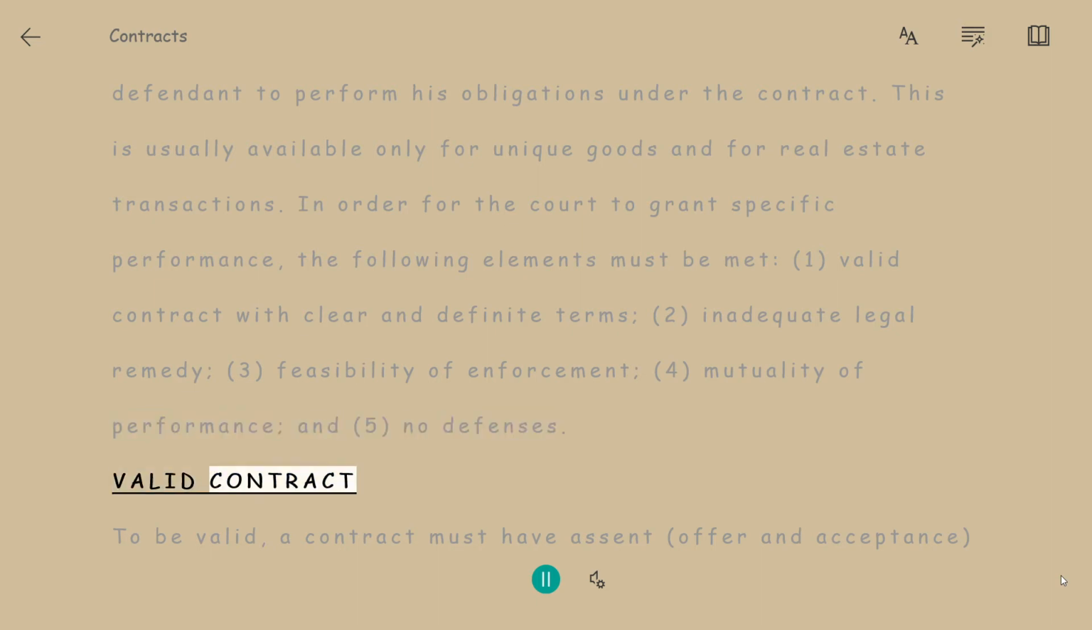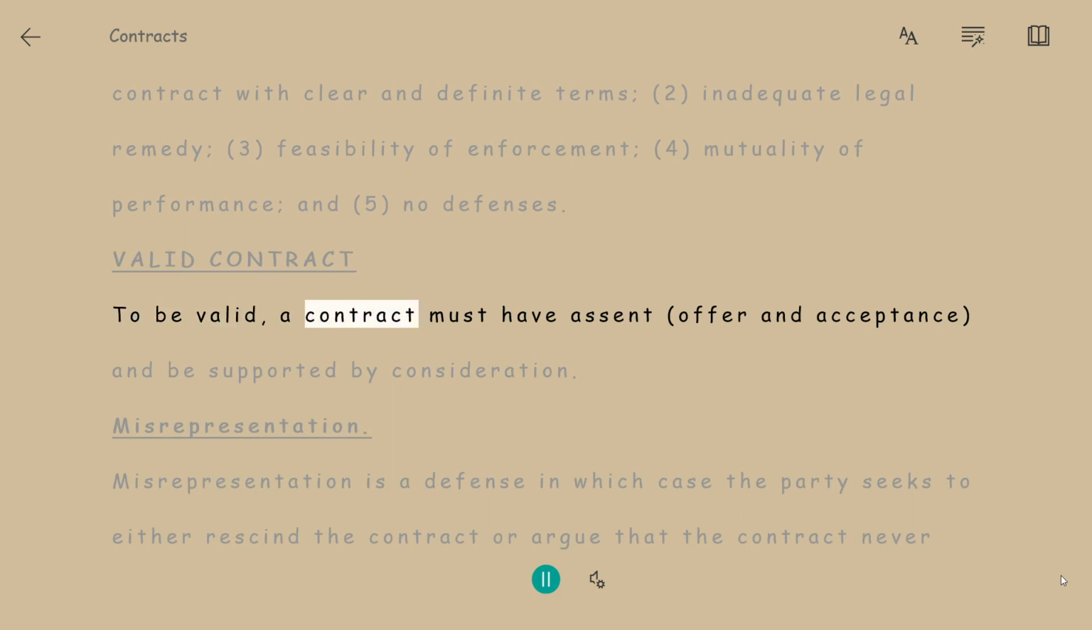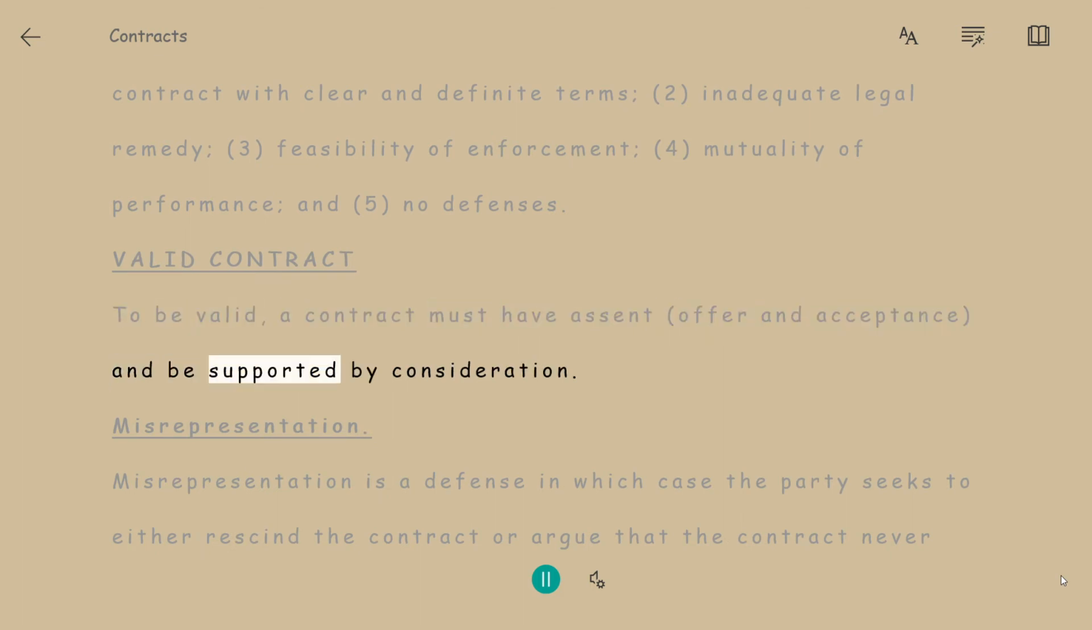Valid contract. To be valid, a contract must have assent, offer and acceptance, and be supported by consideration.